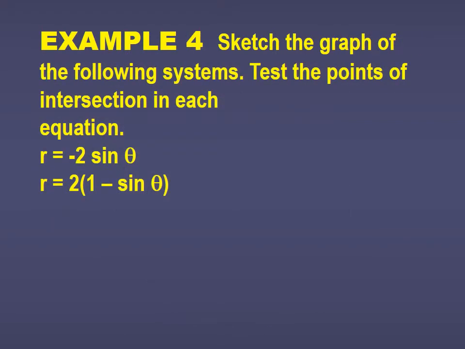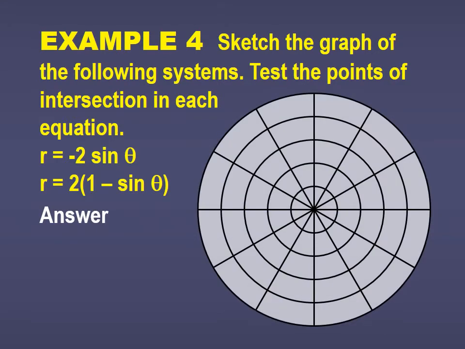All right, so sketch the graph for the system. So we want to put these on the same graph. That's what a system means. And then we're going to test the points of intersection. So r equals negative 2 sine theta. That's a circle, right? r equals 2 times 1 minus sine theta. That's going to be a cardioid. There we go. Very nice.